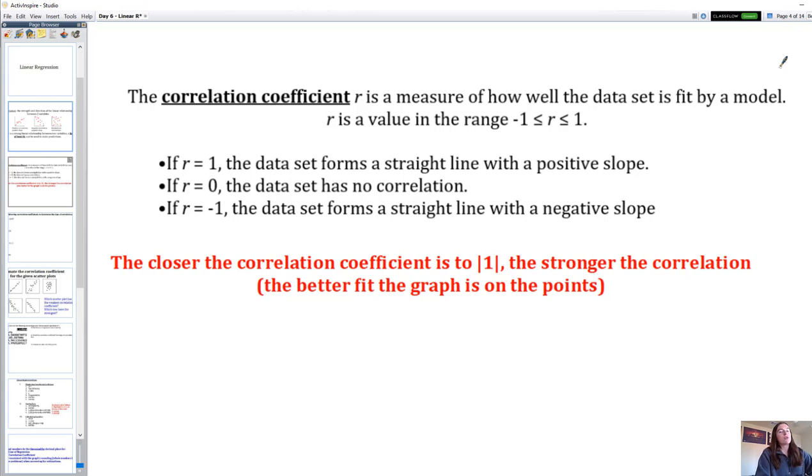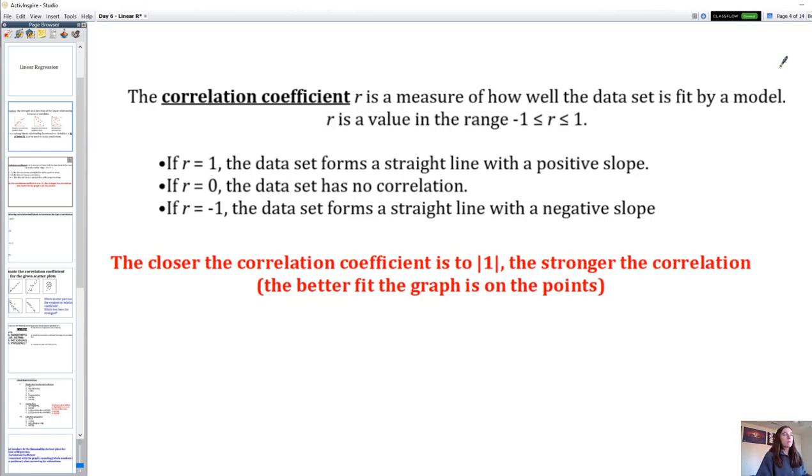We need a correlation coefficient, which we call R, the letter R, to measure how well the data set is fit by this model. R is always in between -1 and 1. It can also include -1 and 1. If R is 1, then the data set forms a straight line with a positive slope. If R is equal to 0, then there is no correlation in the data. And if R is -1, then the data set forms a straight line with a negative slope.